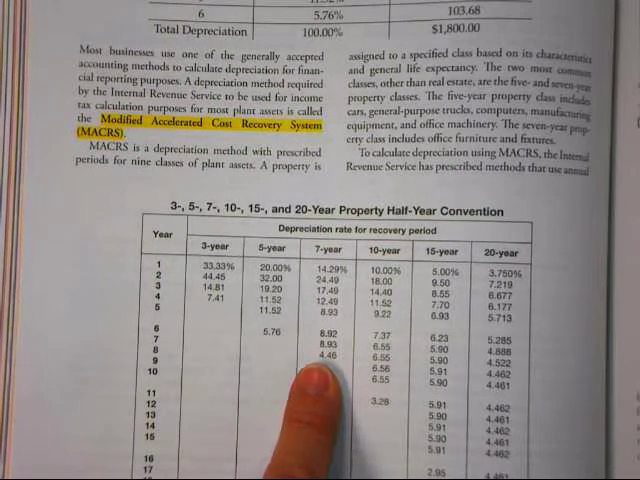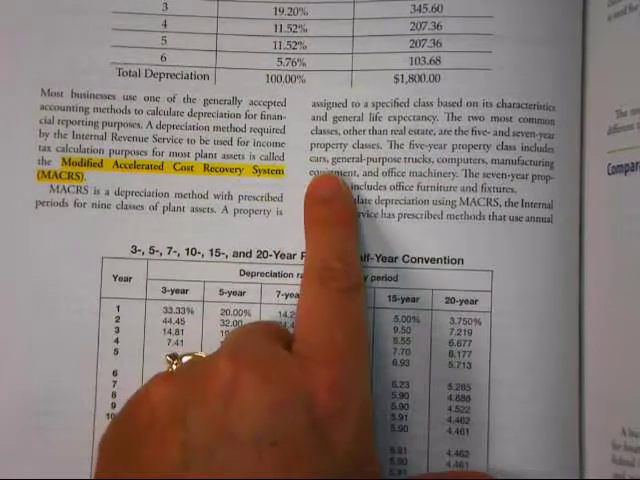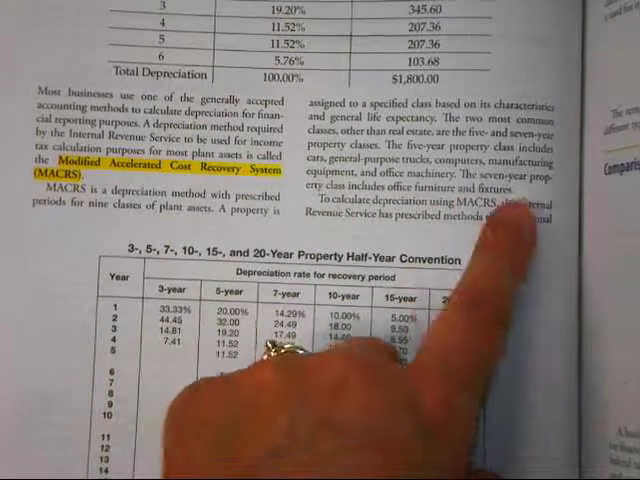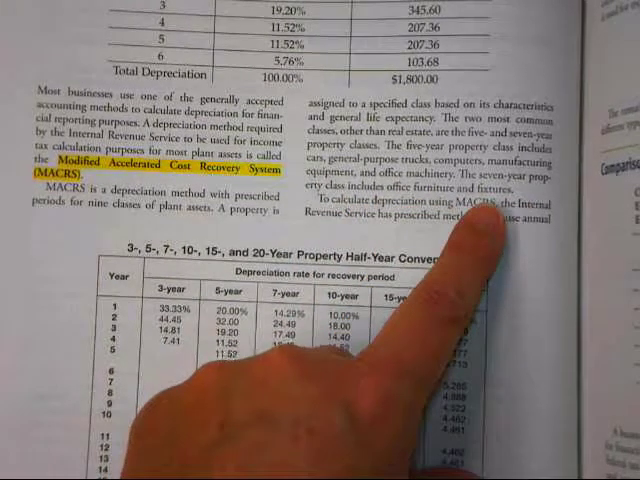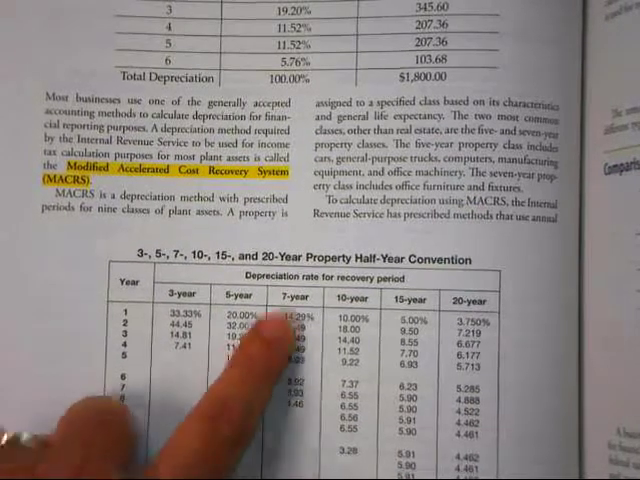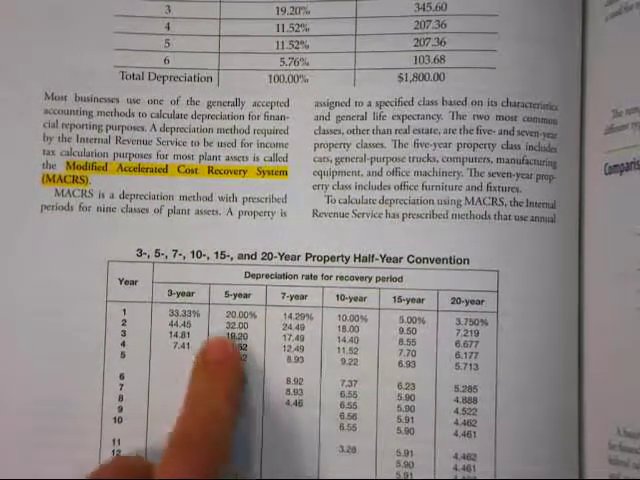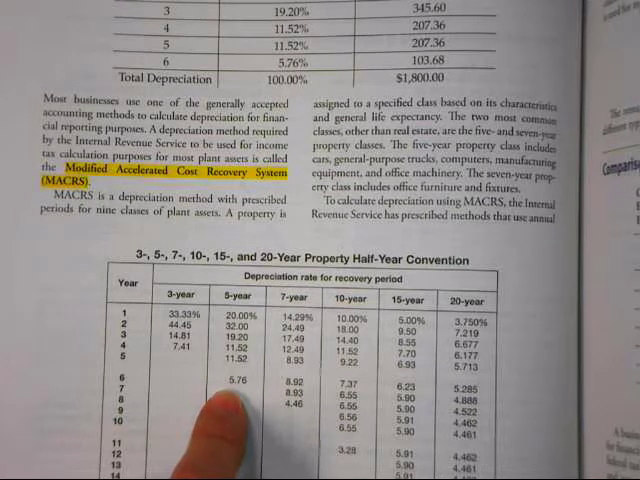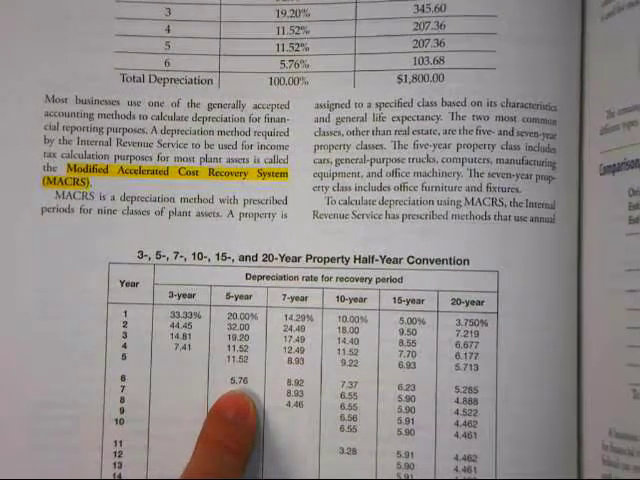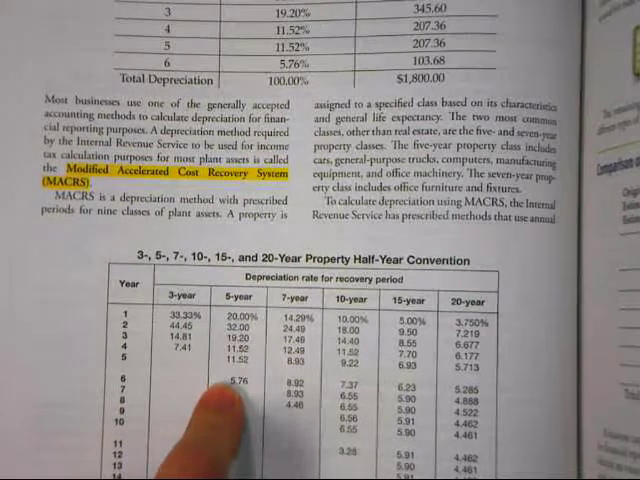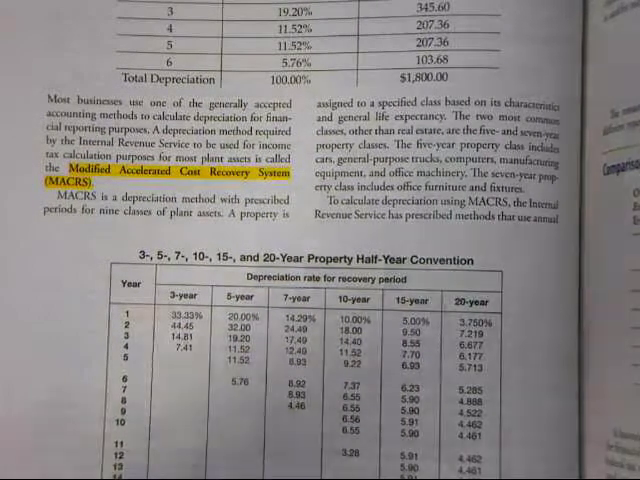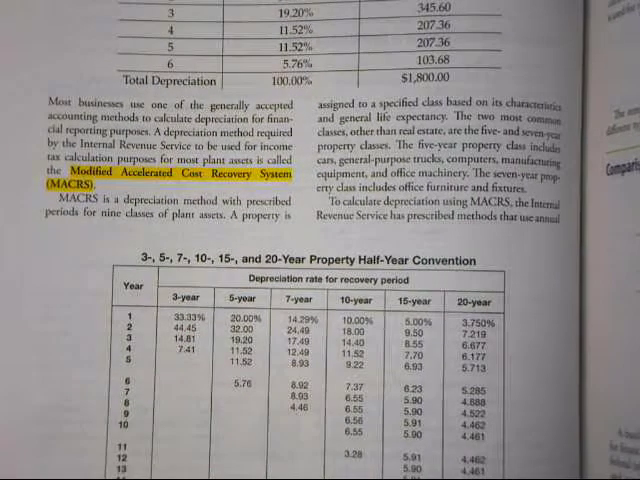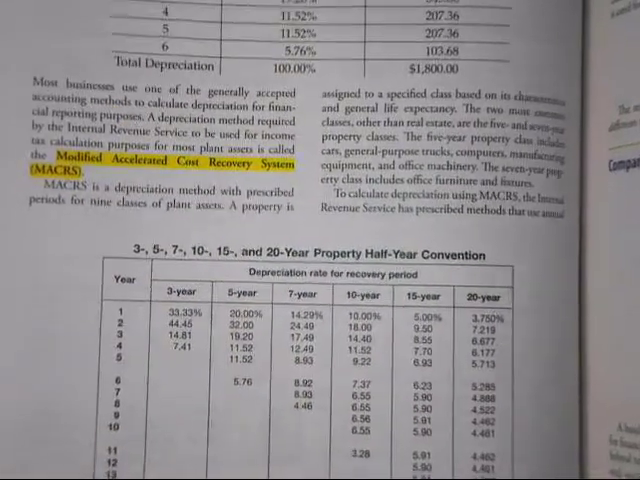A 5-year property class includes things like cars, trucks, computers, manufacturing equipment, and office machinery. The 7-year property class includes things like office furniture and fixtures. And this is the table, and these are the percentages. If you have an asset that falls into one of these categories, then you use these percentages only. The other catch, and this is where I messed up earlier, is that you only multiply these percentages times the original cost every single year. The percentages themselves decrease, which changes the amount that's depreciated.